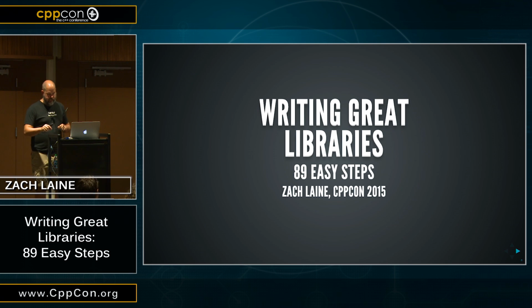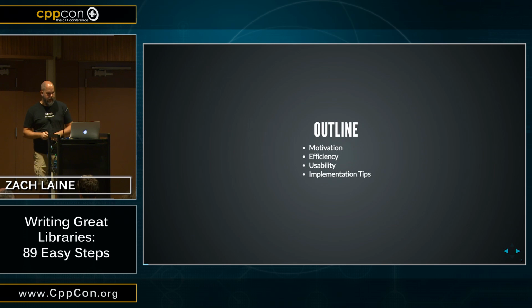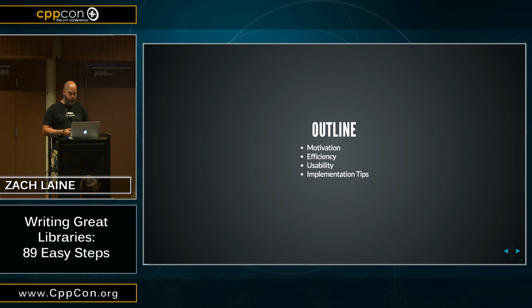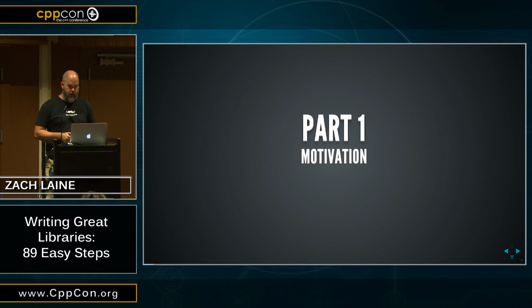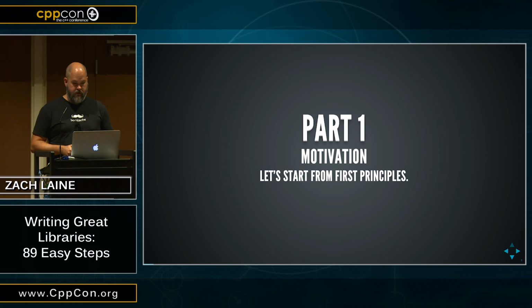So if you have a question that you think really clarifies something, feel free to jump in anytime, but if you can, minimize your questions, because there's a lot to go through, especially in the second half of this. Okay, so things I'm going to cover. First of all, why we write libraries at all. What's the point? Efficiency concerns, usability concerns, and then last I've got a grab bag of useful implementation tips for writing libraries. So first, motivation.